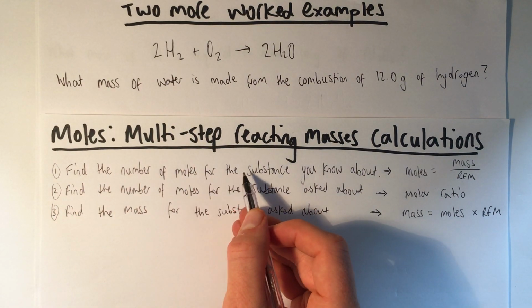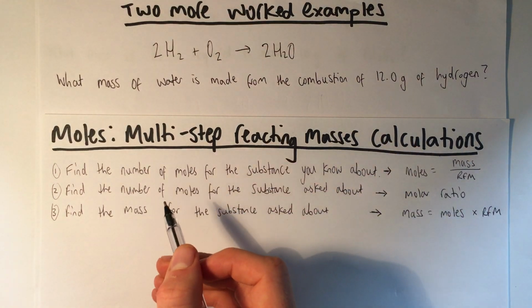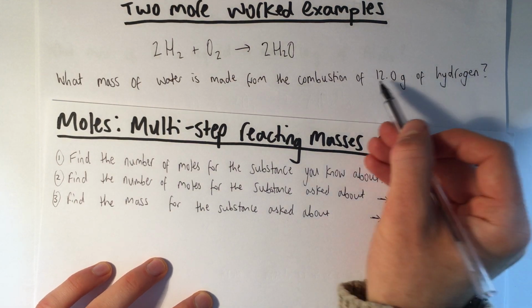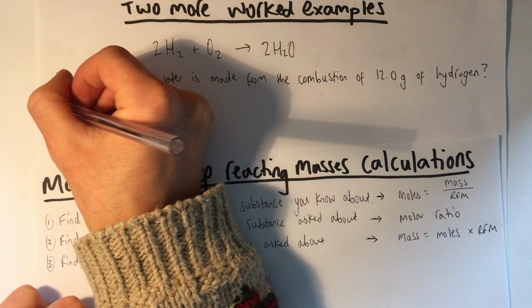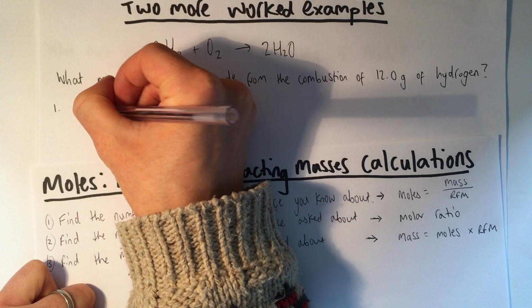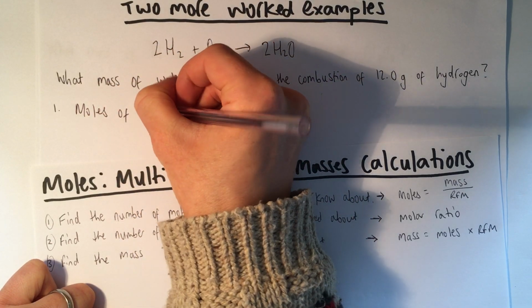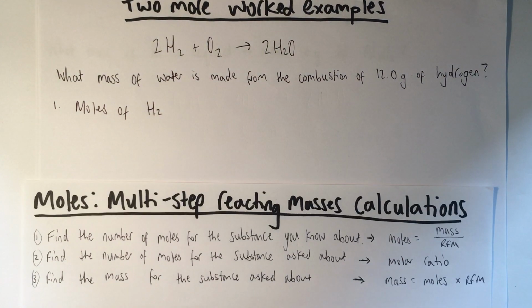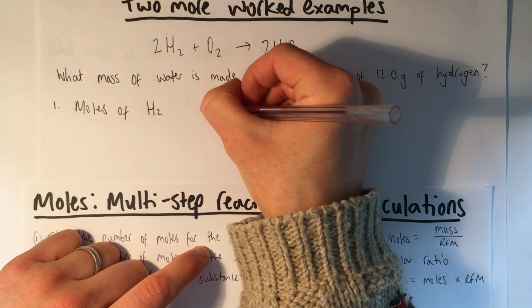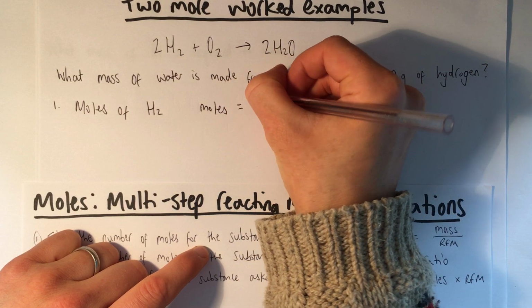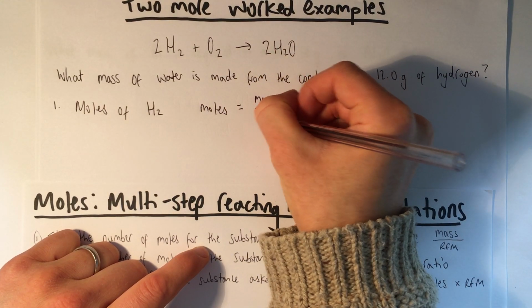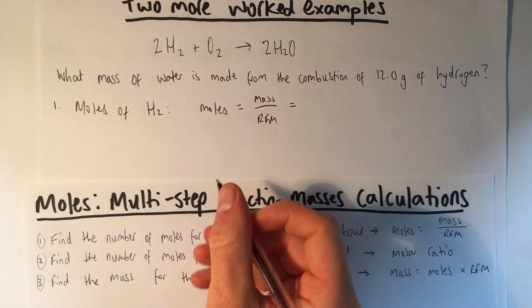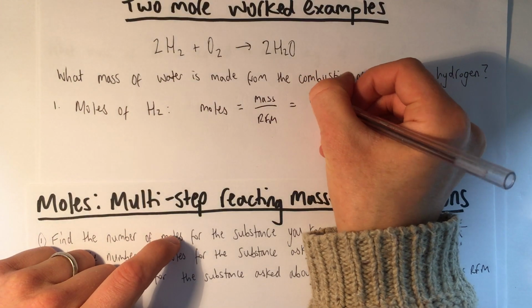First step, find the number of moles for the substance we know about. So in this question, the thing that we actually know about is hydrogen. We're told there's 12 grams of it. So the first thing we're going to do is work out the moles of hydrogen, which is the H2. We're going to use the equation moles is mass divided by relative formula mass. And we're told in the question the mass, 12.0.